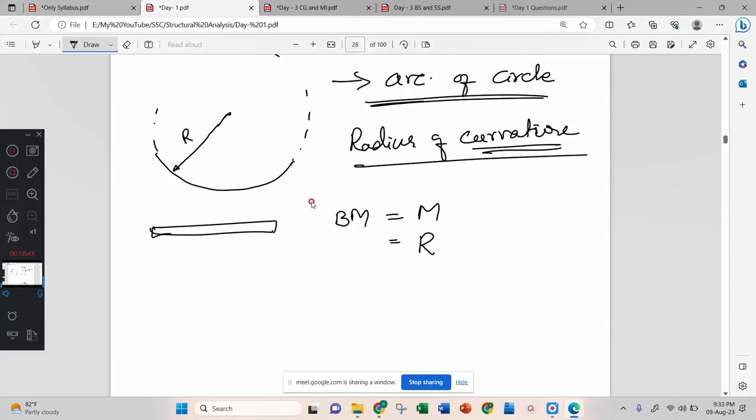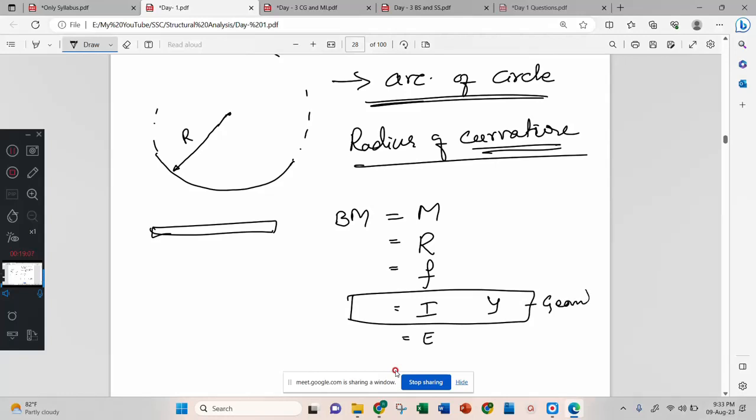Correct? Now, when it bends, some stress will develop inside. That stress is called F, bending stress. And we will have some geometric properties like I and Y, and a material property like E. See here, these are geometric properties, and this is the material property, and these are all bending moment and stresses and strains, which are response and stimulus.